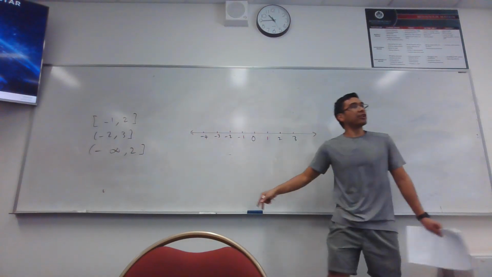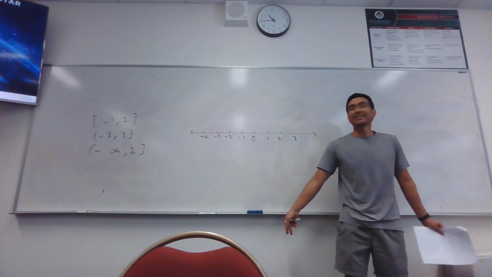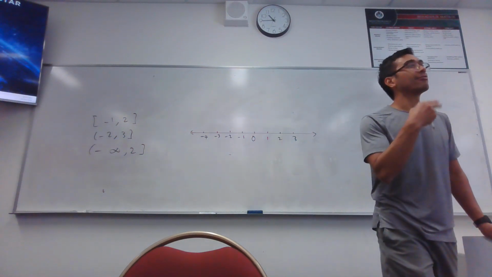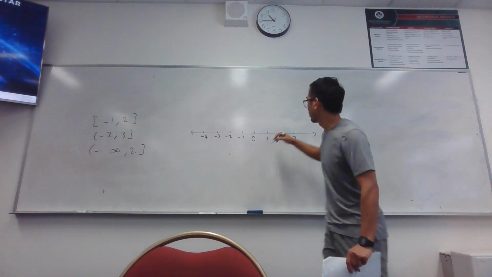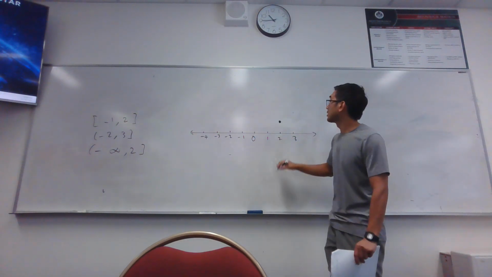Over here, what am I going to do? Everything except negative infinity. Go for the closed one on the 2, and then just go one way with a line all the way. Correct.